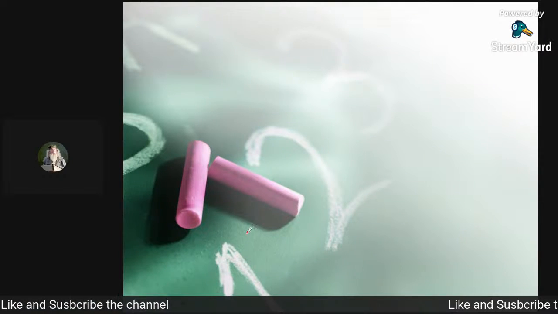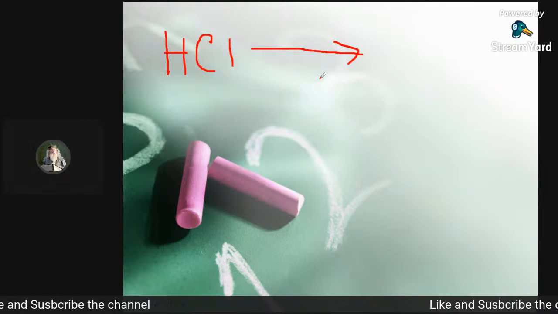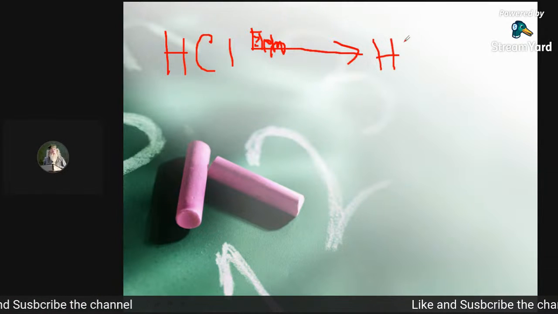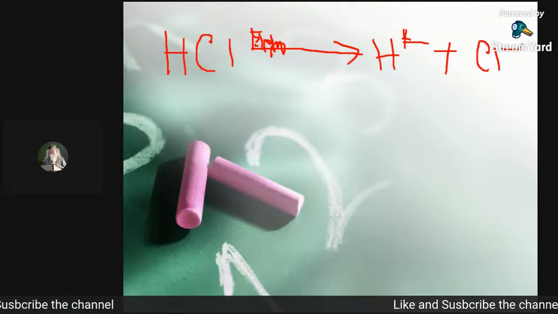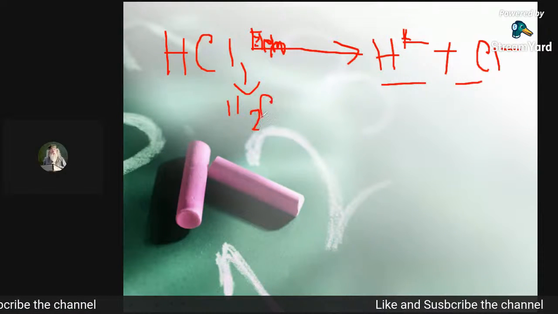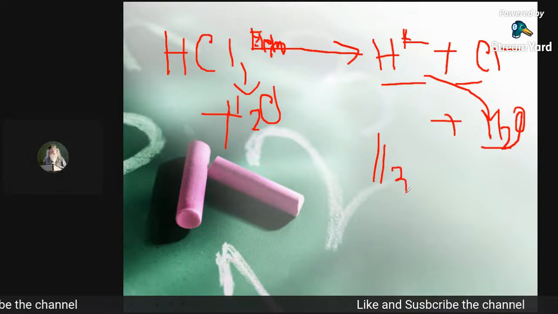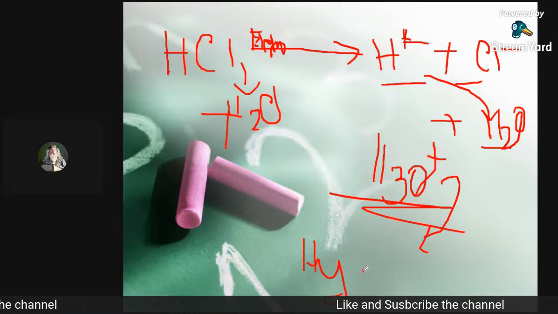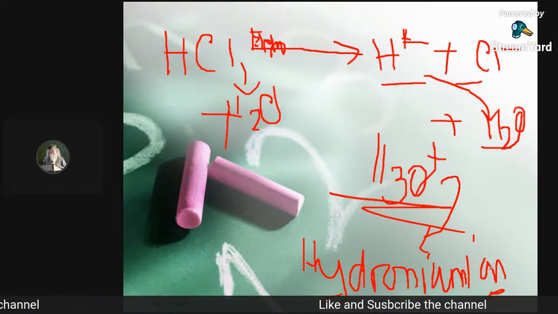So see here, suppose we take an acid, HCl. When this acid is in water, HCl breaks down into H+ and Cl-, but water is also there. So plus H2O, and the H+ adds to the water, so in total it becomes H3O+. So from here you get hydronium ions. This ion is termed as the hydronium ion.